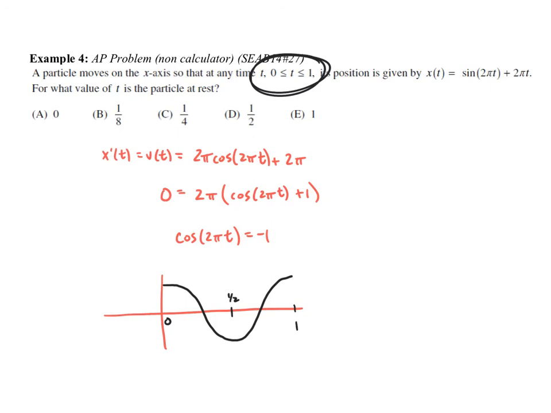We're looking for when the particle is at rest. Based on our algebraic manipulation, that's going to occur when cosine of 2 pi t is equal to -1, which is this minimum right here. We know that the range of cosine is -1 to 1, and so we're looking specifically at this spot, when t is 1/2. So we can do a quick transformation of the function and a sketch of this to analyze when cosine of 2 pi t is equal to -1.